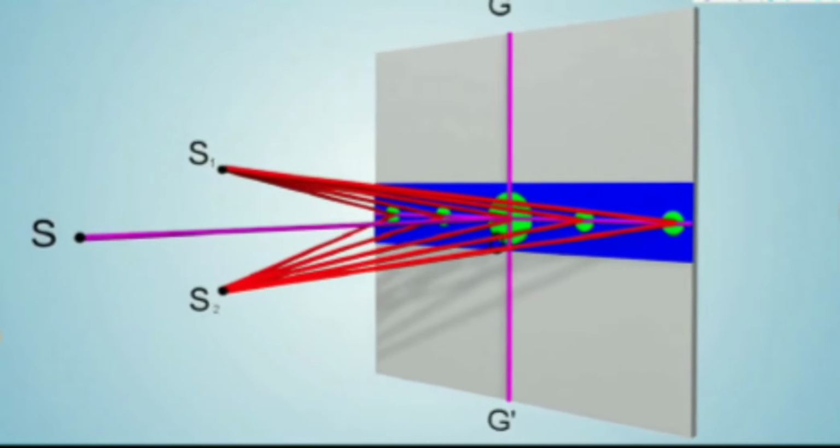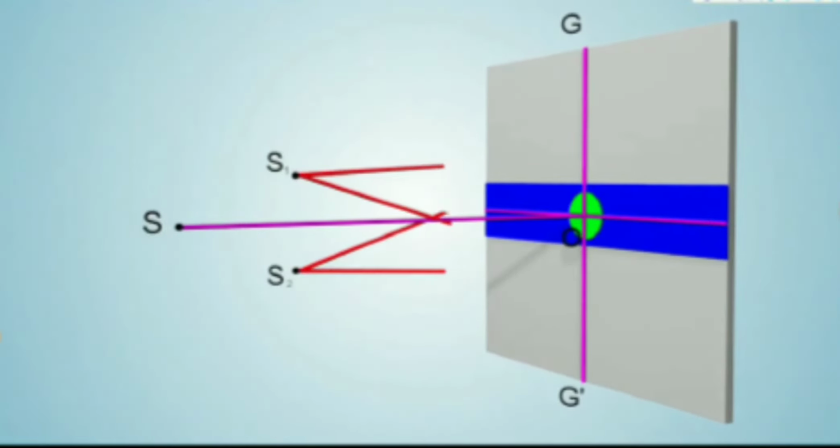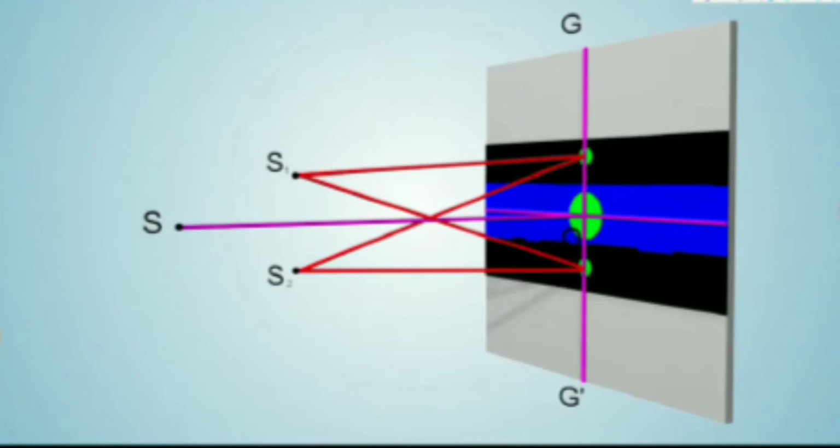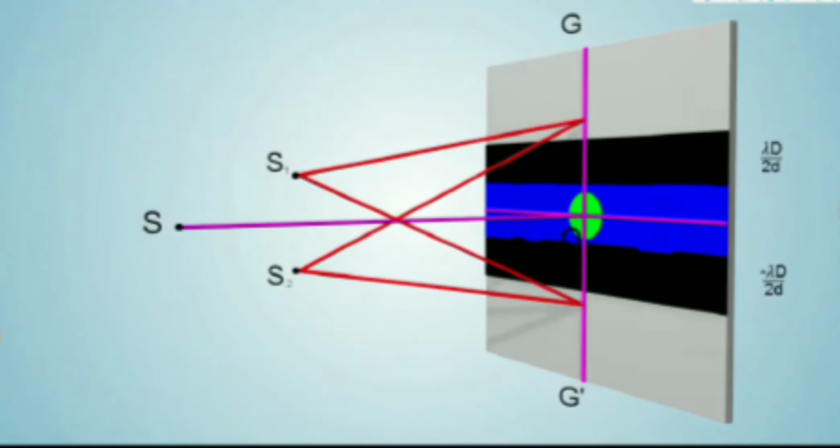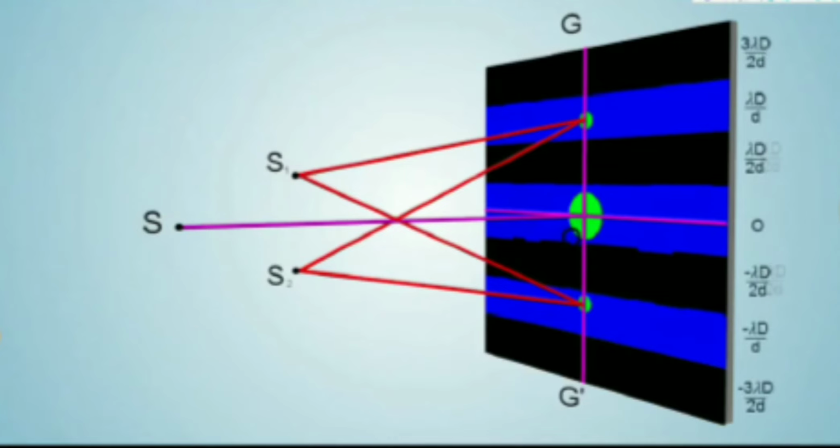On either side of this central bright fringe, we will have dark fringes. If n is taken as 0 in equation 5, we get the value of x equal to lambda D by 2d. Likewise, we will have alternate dark and bright fringes on either side of the central bright fringe.